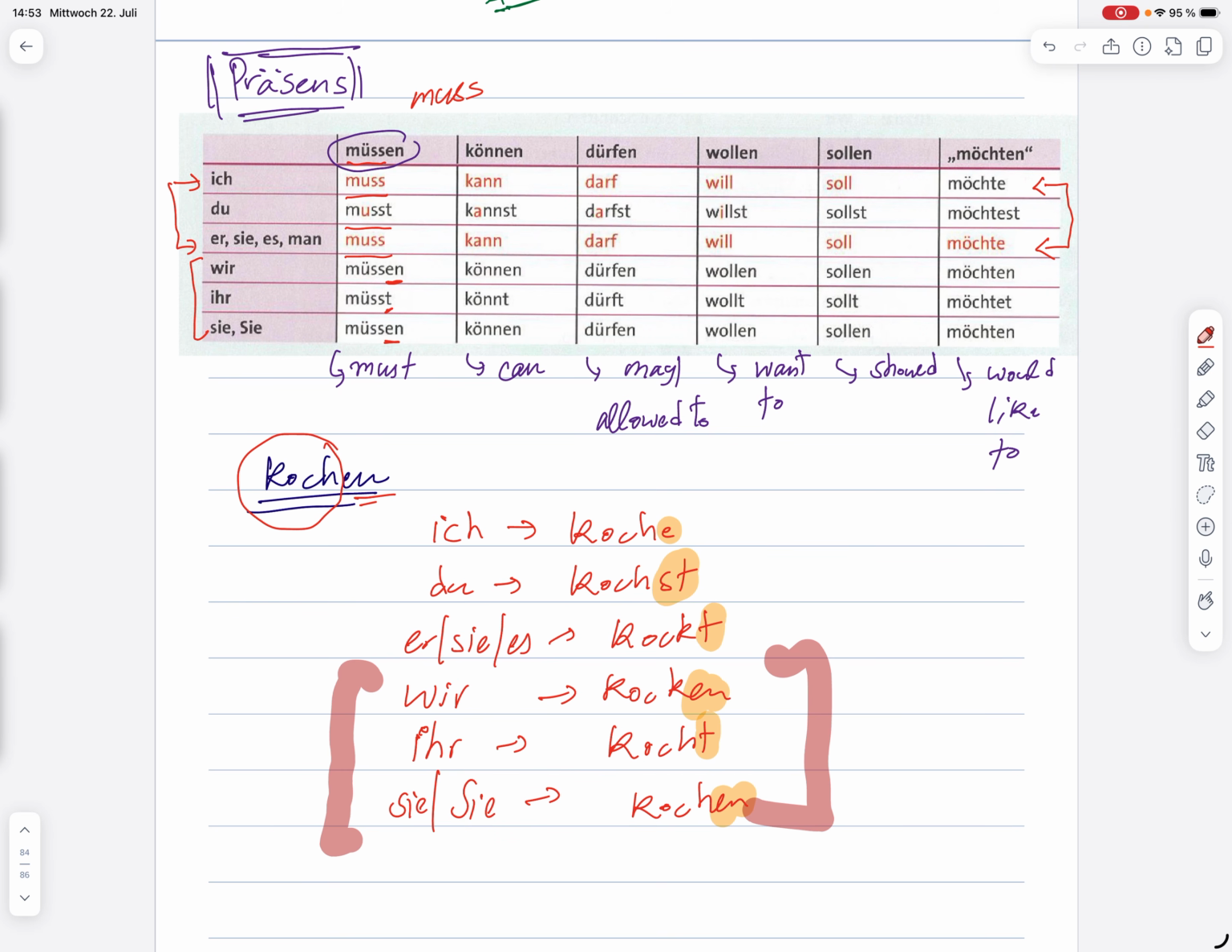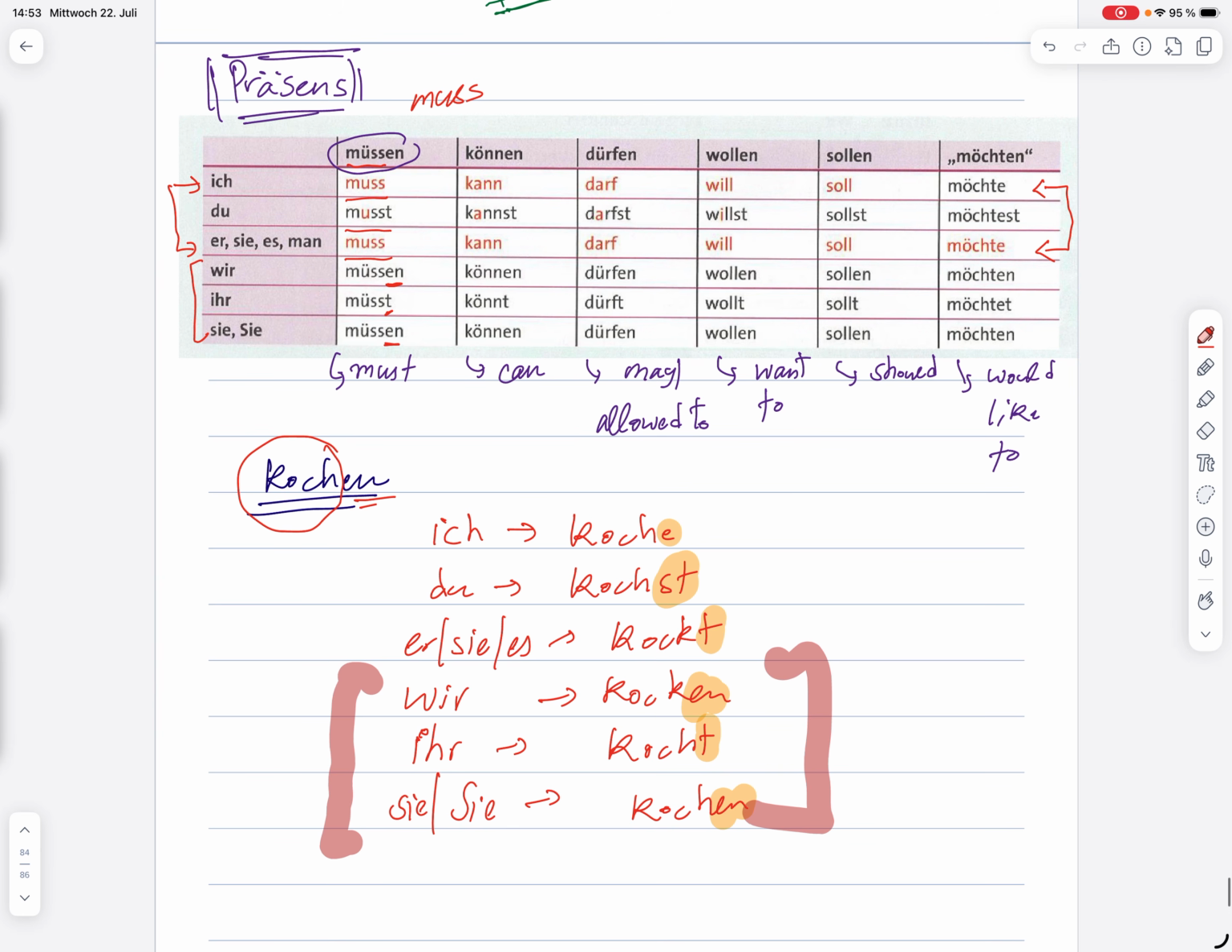So let's see, we have ich muss, du musst, er/sie/es muss, wir müssen. So from here it will follow the original rule: müssen, müsst, müssen again for sie. Now let's look at können, can: ich kann, du kannst, er/sie/es kann, then wir können, ihr könnt, sie können. So from here it is the original rule again, right? And so on. So we have these dürfen, wollen, sollen, möchten, and they all mean different things, but these are the conjugations, and you can look at the table and save it for later or make notes of it.